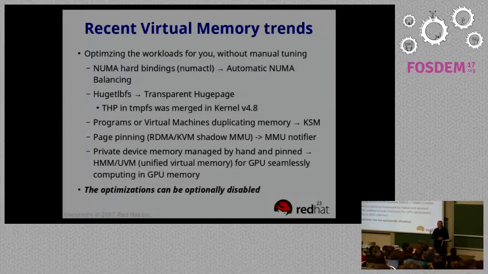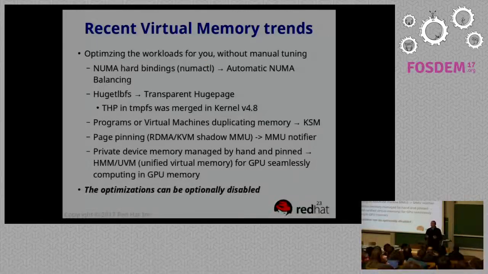Whenever you start the computation with the GPU, with OpenCL or whatever, it's going to fault and move the memory into the GPU memory. Then when the main CPU accesses it, it's going to bring it back to the main memory. So all these things, as you can see, are a trend where the kernel tends to optimize the workload for you without manual tuning. And you can see it in all these features. And all the optimizations, however, can be optionally disabled.